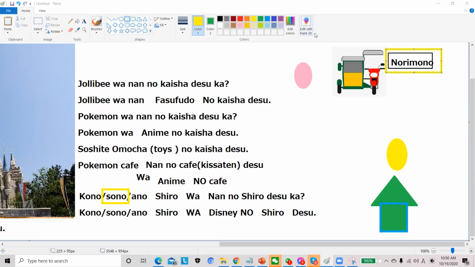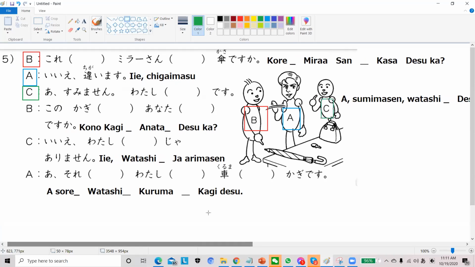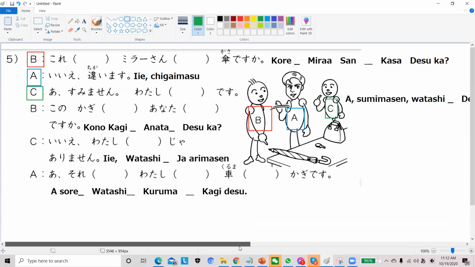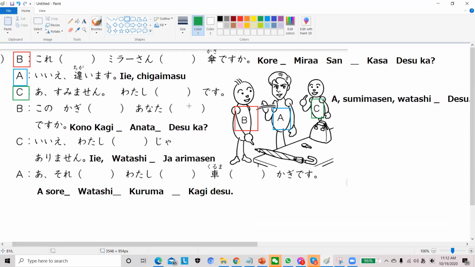この乗り物はトライシクルの乗り物です。 Yoku dekimashita ne. So for the letter B we have red, and A is blue, followed by C as green. Okay, let's try to answer by letter B. Let's have Catherine. Kore blank.